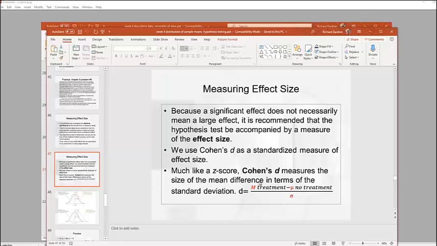Now for Cohen's d, you subtract the means and divide by the group standard deviation, and whatever that number is gives you your Cohen's d. If it's 0.2, it's weak. If it's 0.5, it's medium. If it's 0.8 or above, it's considered very strong. And again, you want a strong effect size. The bigger the effect size, the better.